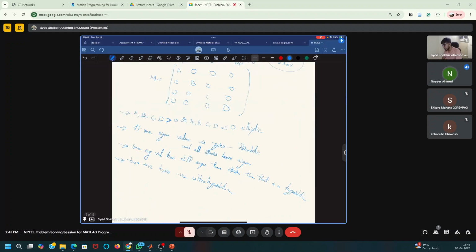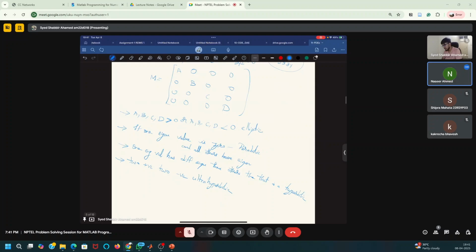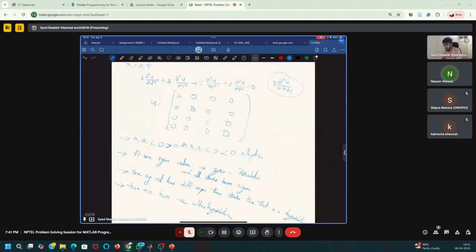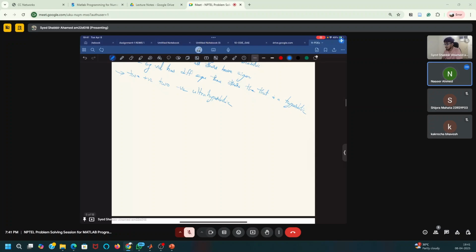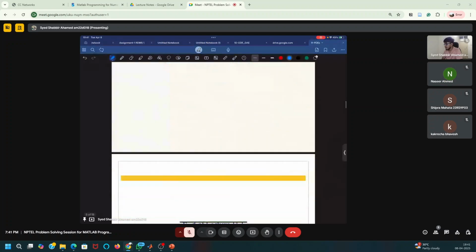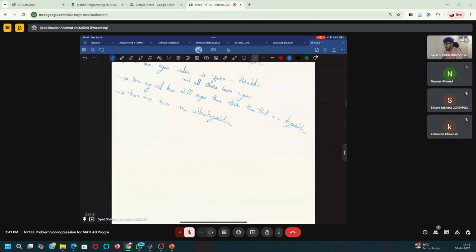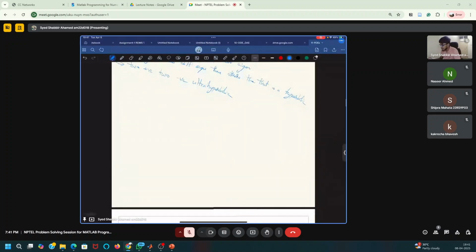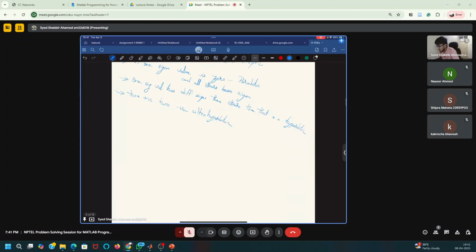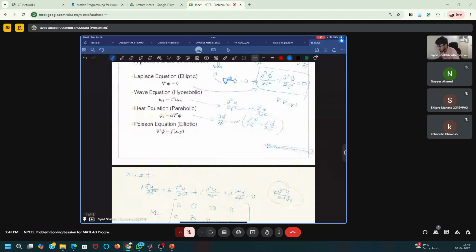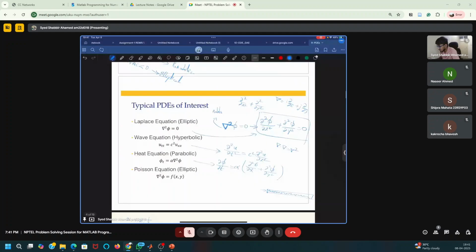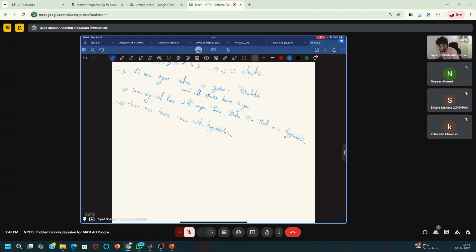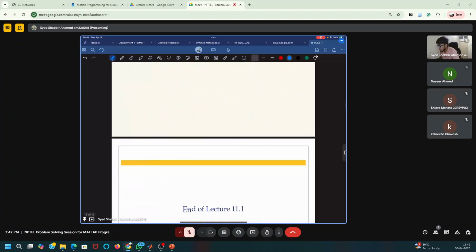Fourth order in a beam, yes. You can get a fourth order PDE for a beam. So this kind of classification is only for second order PDEs.